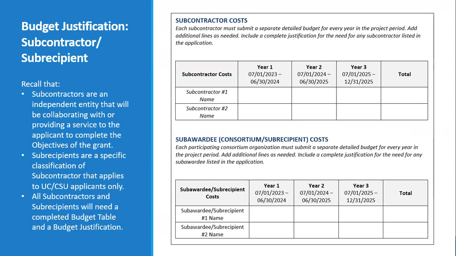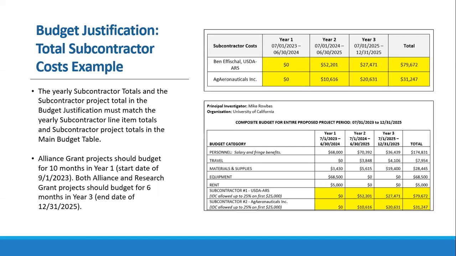So again, subcontractors are independent entities collaborating with or providing service to the applicant to complete the objectives of the grant. People that are working on the project, but not for the PI's institution or able to be paid by the PI's main institution. Subrecipients, again, are a specific classification of subcontractor that only applies to University of California and Cal State University applicants. And we're going to go through some brief examples of what these tables look like.